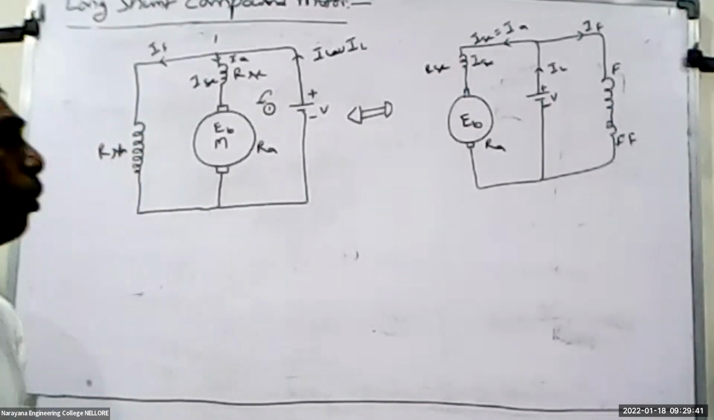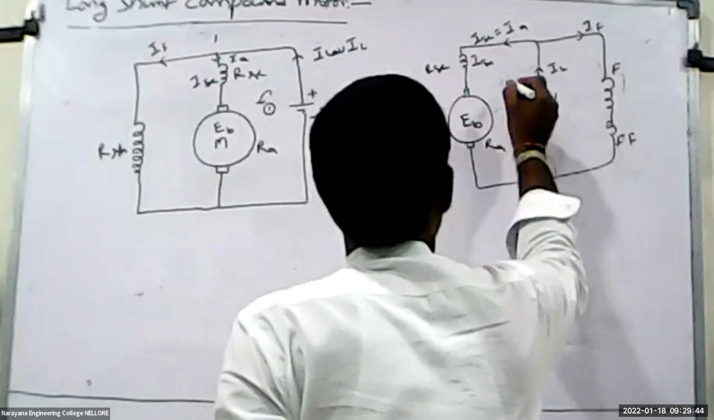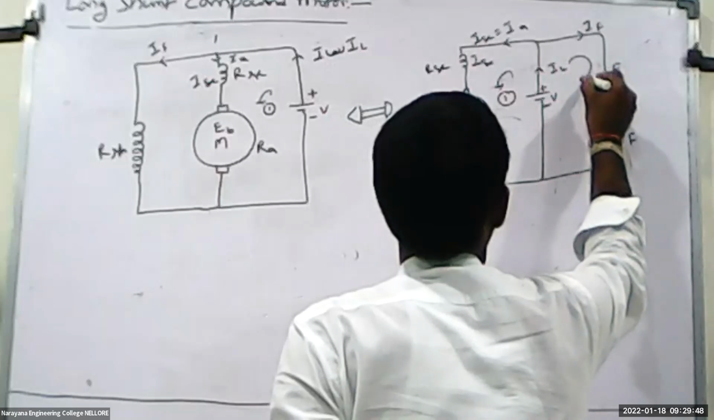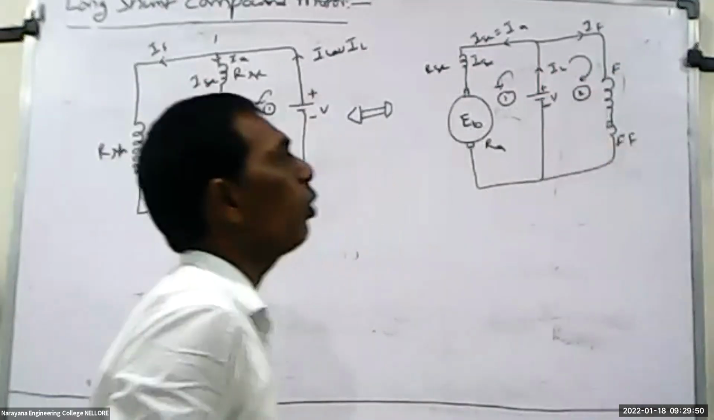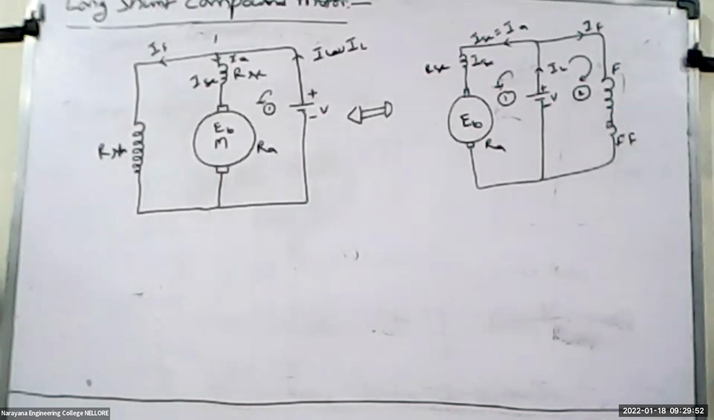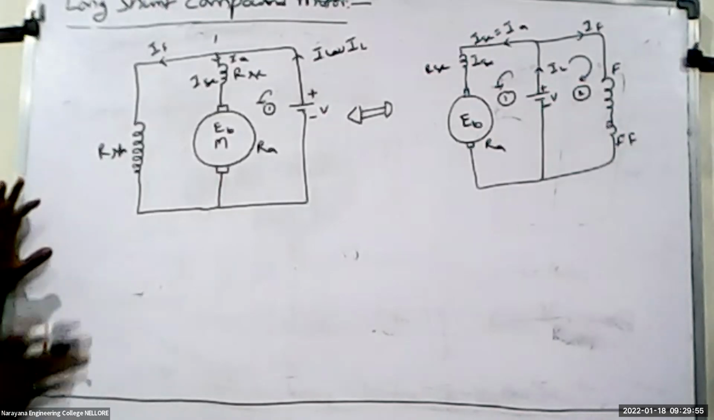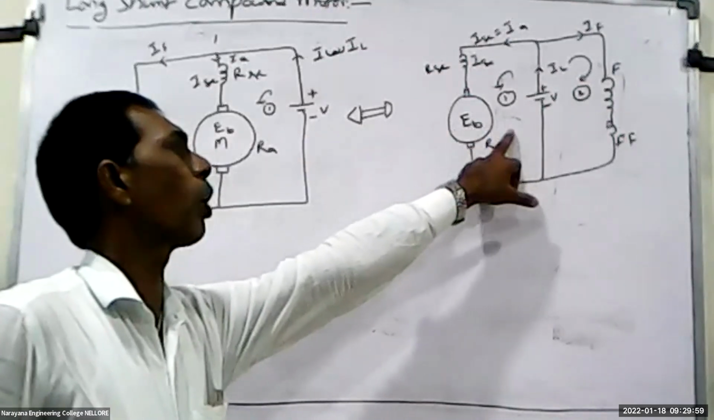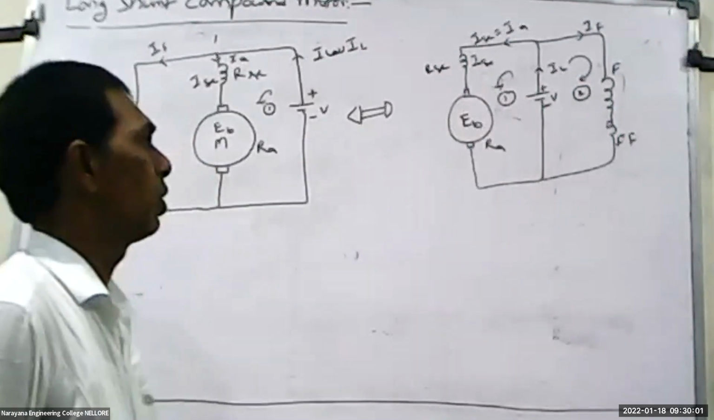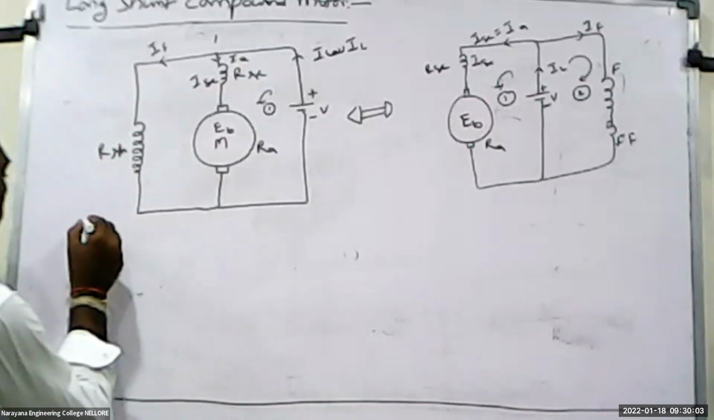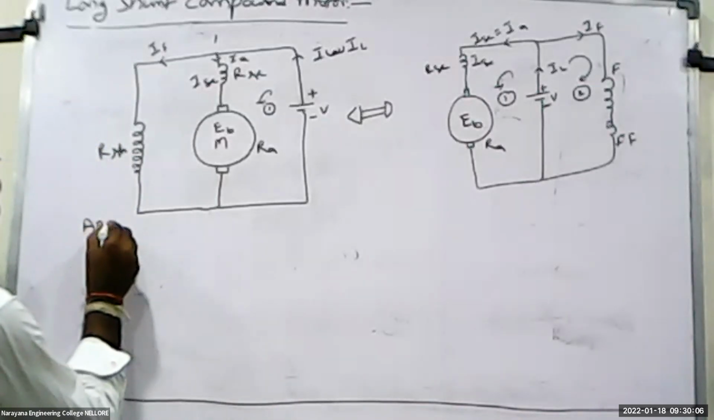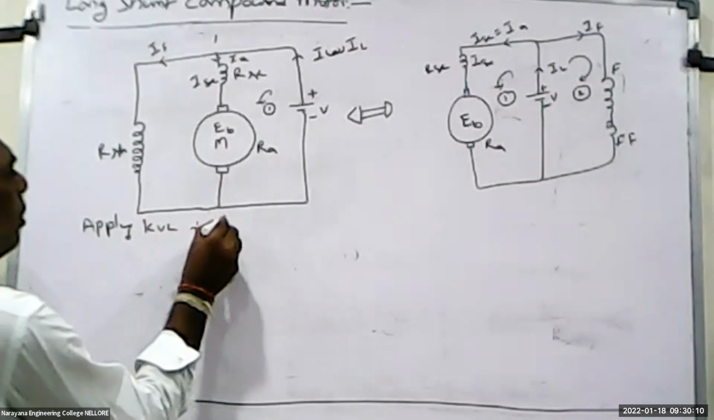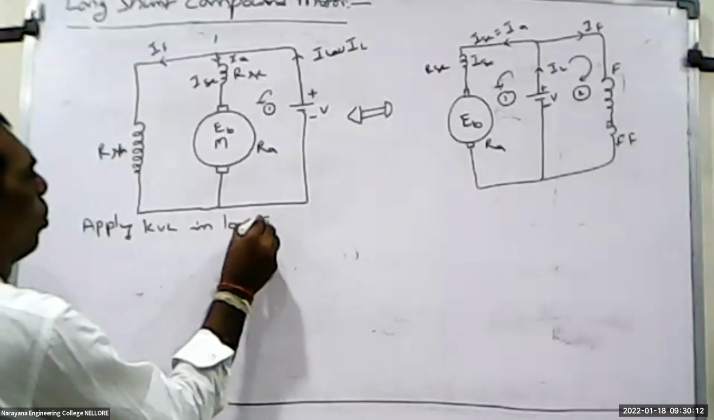Now I have to consider this is loop 1 and this is considered as loop 2. So we'll go for the voltage equations for loop 1 and loop 2. So first of all, I'll go for loop 1. What is the loop 1 equation? So we'll observe, apply KVL in loop 1.